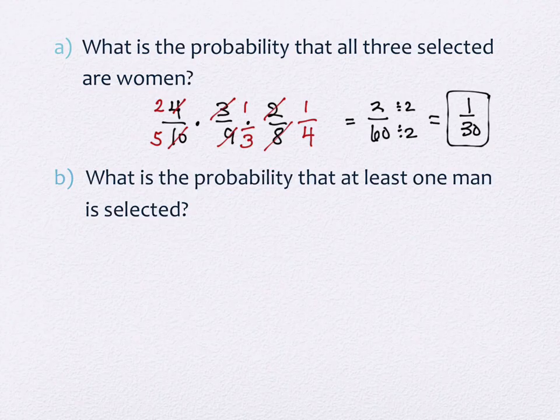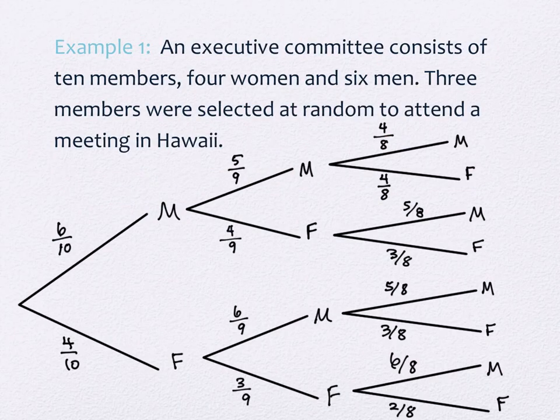Now, the second question said, what is the probability of at least one man being selected? Now, this does not say there's exactly one man going. It says at least one. What does that mean? So it could be all men.